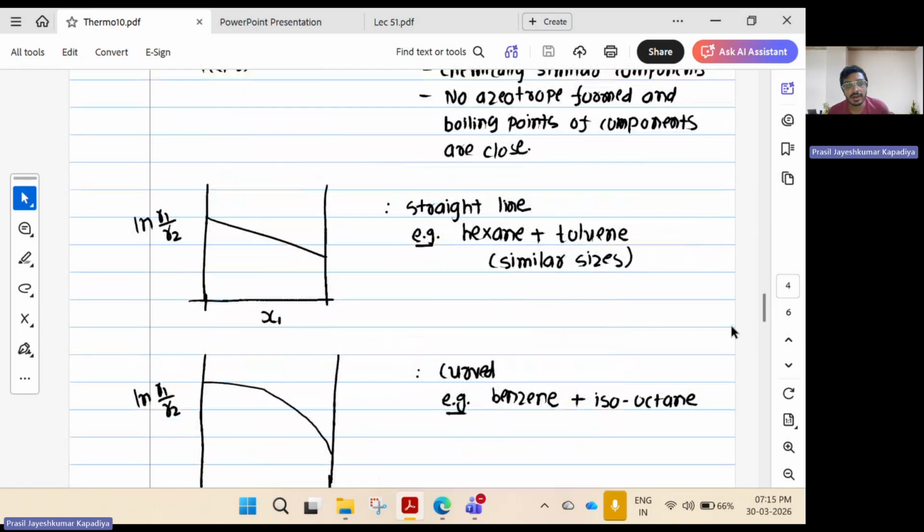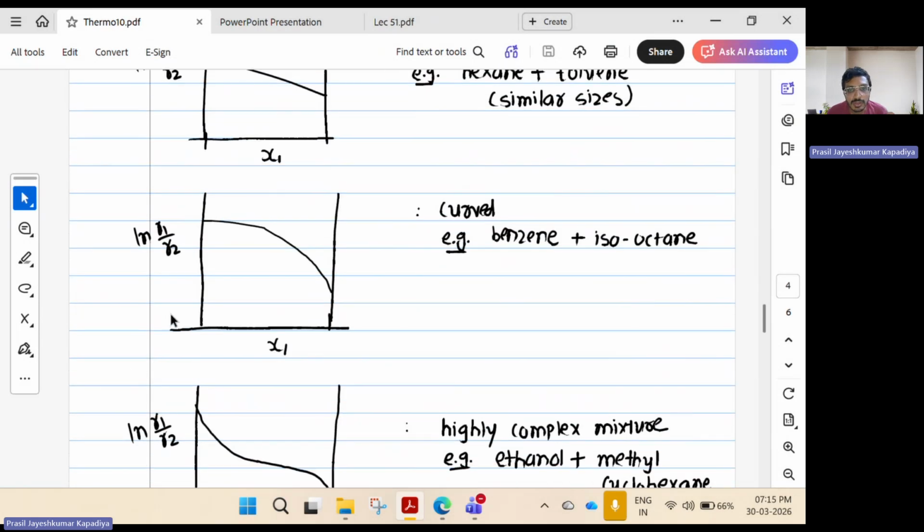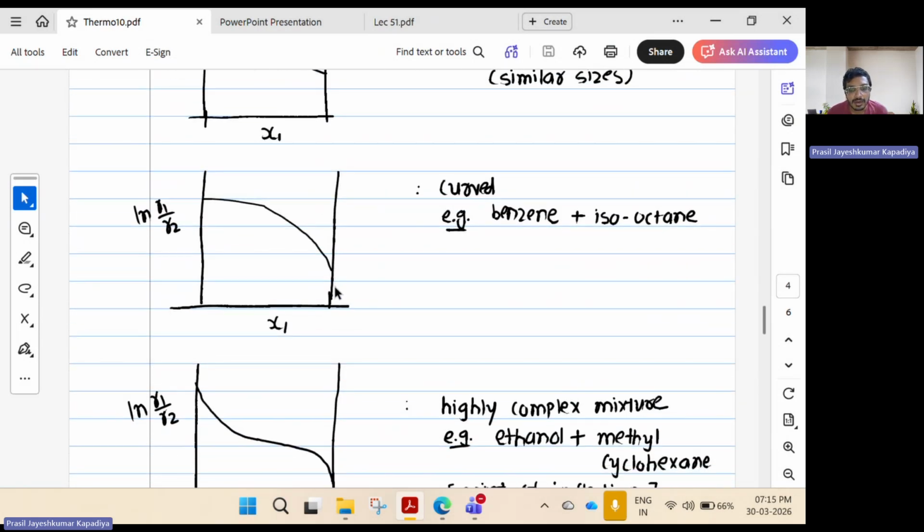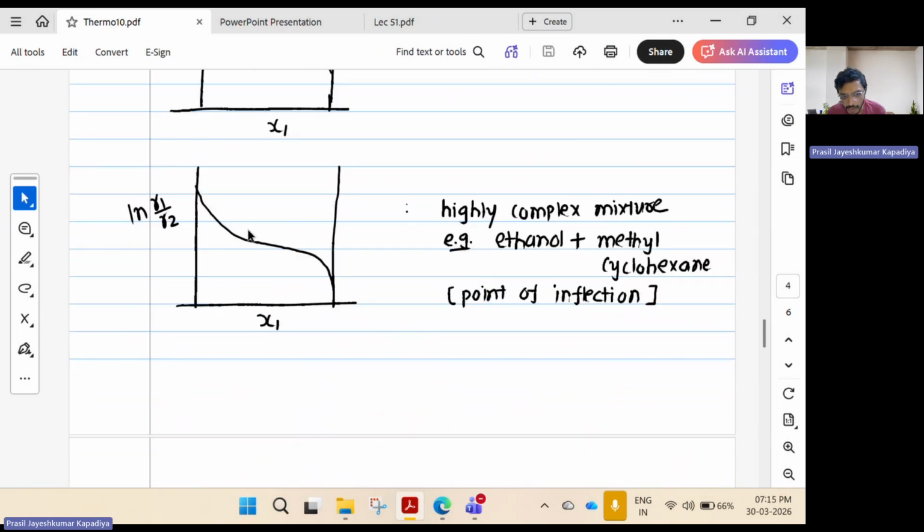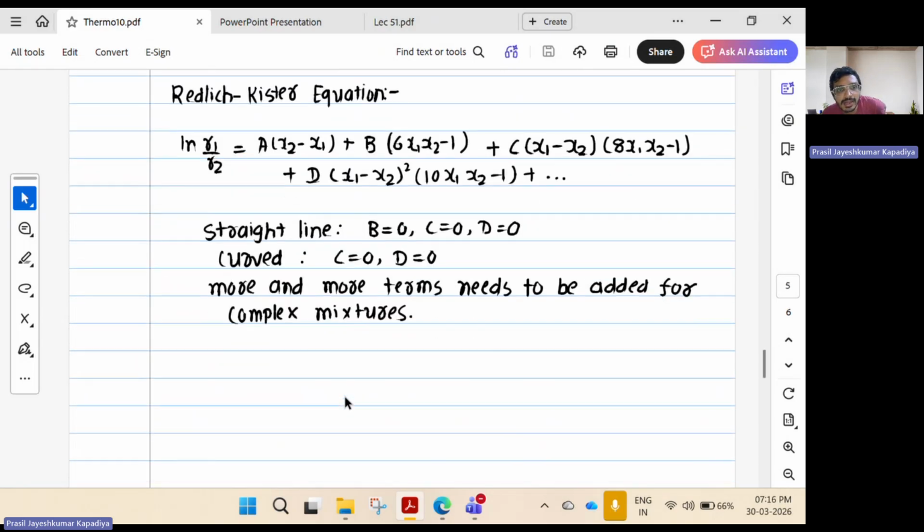Then we have various curves of ln(gamma1/gamma2) versus x1. In one place it follows a straight line, in another place it follows some kind of curve, and there is one more point where it follows a more complex curve. Okay, so that can be correlated with the Redlich-Kister equation.